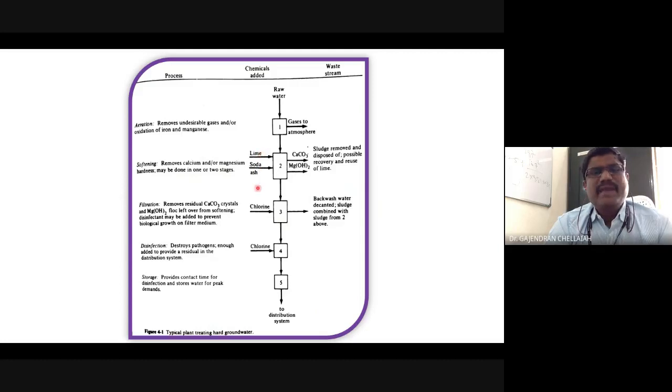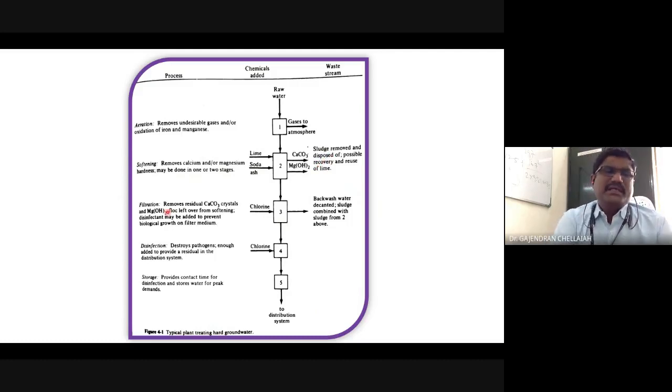These are the major types of chemicals added to soften water identified as hard water. The sludge will contain calcium carbonate and magnesium hydroxide. The sludge is removed and disposed of, and recovery and reuse of lime is possible. So in this process, some amount of lime can be reused and the sludge will be deposited. These are all waste streams.